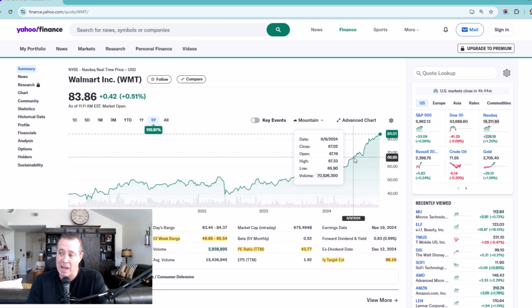It's at highs right now. So I want to have some trades on that will benefit when the stock market moves down. And it will. The stock market moves up and down. So Walmart is the stock that we're going to trade.